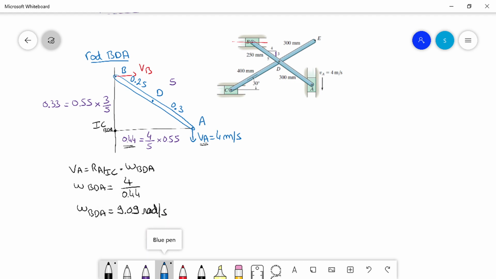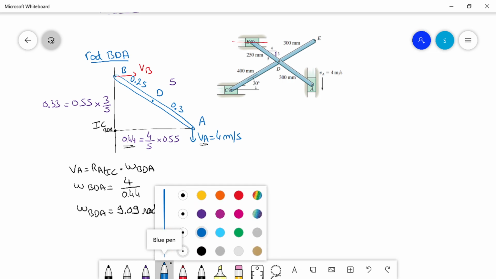Okay. I think my blue pen will stay stuck. I don't know, sometimes it's like this.